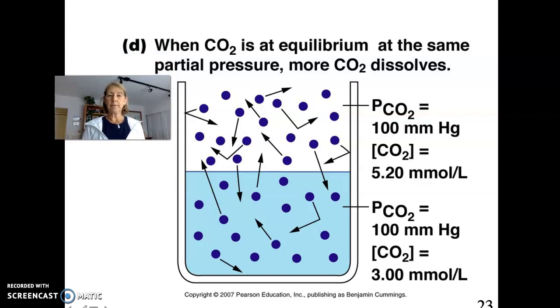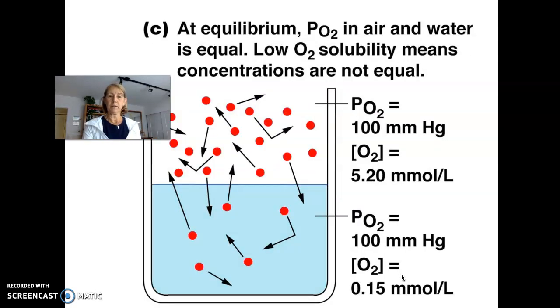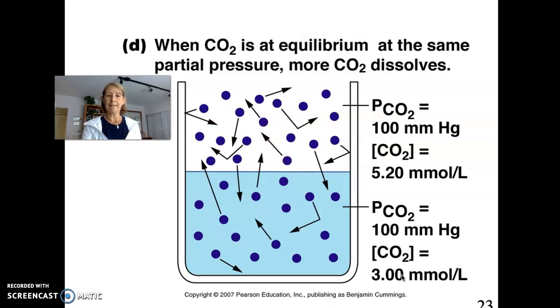So let's start out with the same partial pressure. You start out with 100 millimeters of mercury, okay? And that's what it is in this atmosphere inside my beaker. How much of it dissolves? Well, as a comparison, 5.2 millimoles per liter in the air portion and about 3 millimoles per liter. And you can see in this diagram, it's really good. A lot more of those little balls of CO2 have dissolved than in that picture there. So 5 there, let's say, and a whole lot more here. So that is a difference in solubility of carbon dioxide in a liquid.